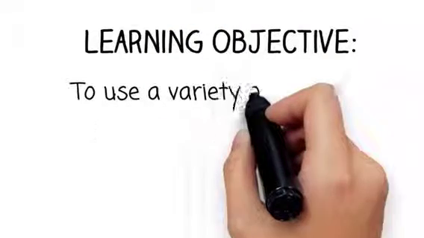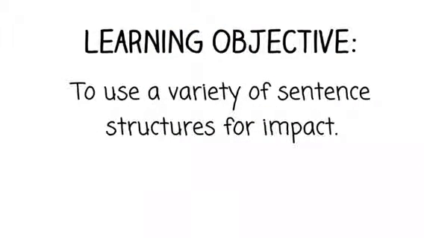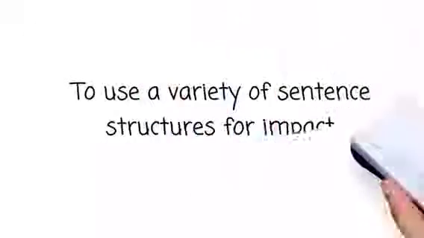So our learning objective for this video is to be able to use a variety of sentence structures for impact. Now that means just 3 simple kinds of sentences, but the reason we've got to do this is because in the exam board mark schemes there's a section that says can use a variety of sentence structures. So it's just to be able really to prove to the examiner that you can do that so that they can allocate those marks.